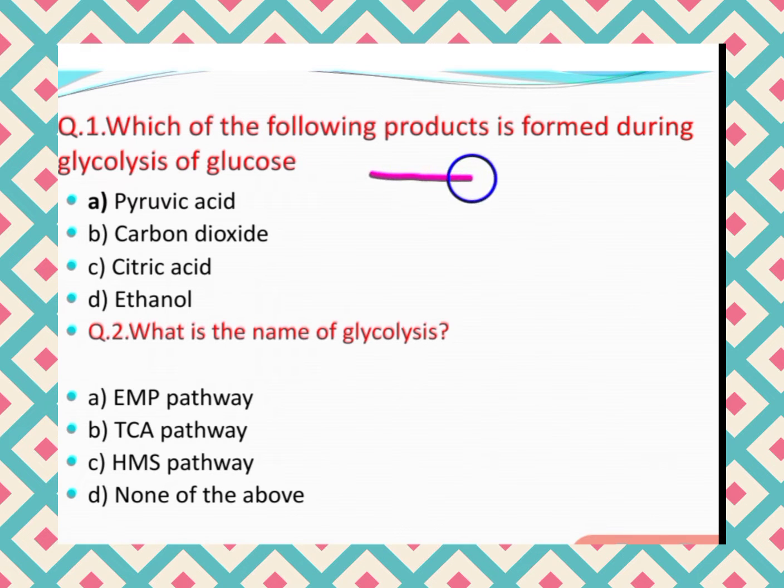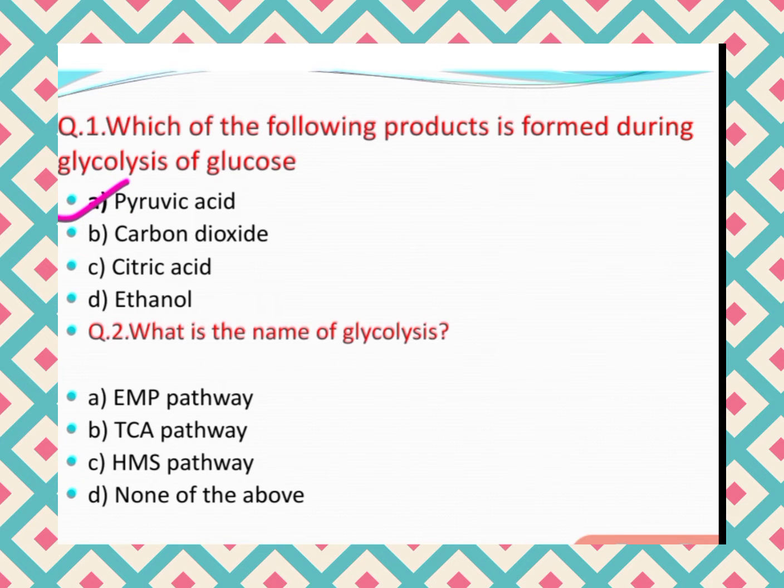which of the following products is formed during glycolysis of glucose? First option is pyruvic acid, second carbon dioxide, third citric acid, and fourth option D is ethanol. Which will be the correct answer? The correct answer will be option A, pyruvic acid.